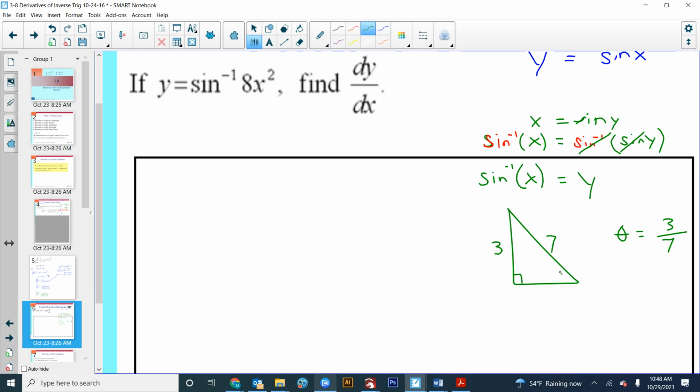All right, theta. Now it's going to be opposite over hypotenuse. Sine of theta equals 3/7. True statement, false statement? True statement. How do I get theta?